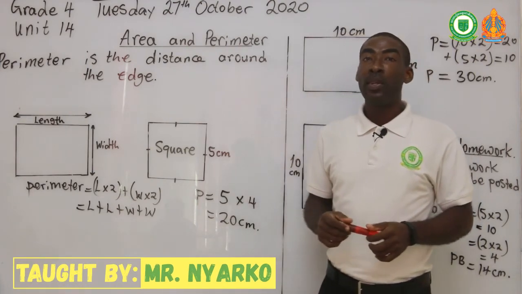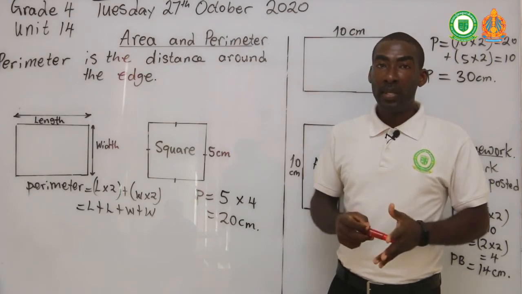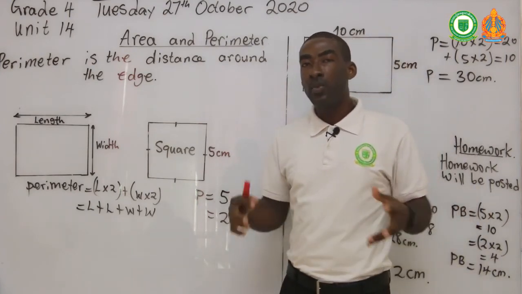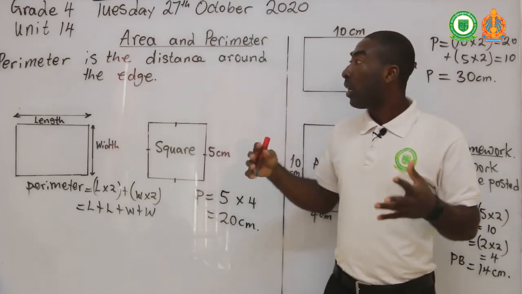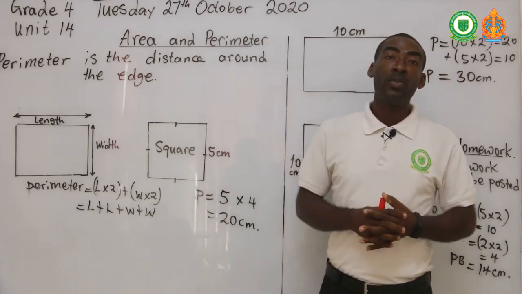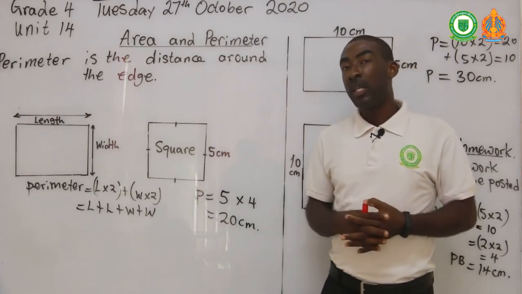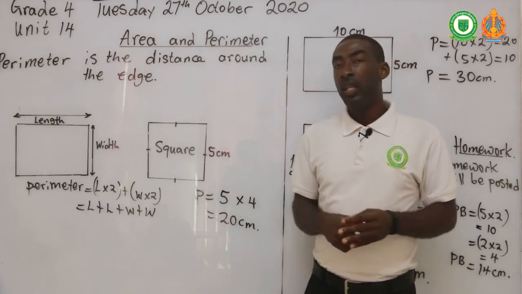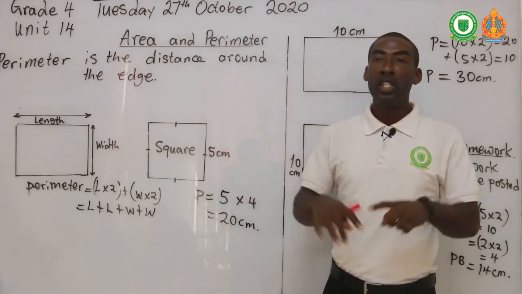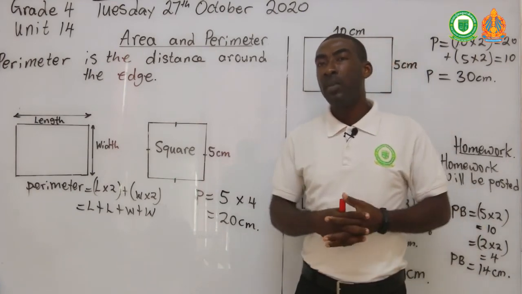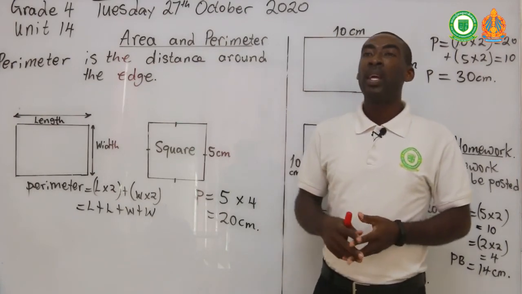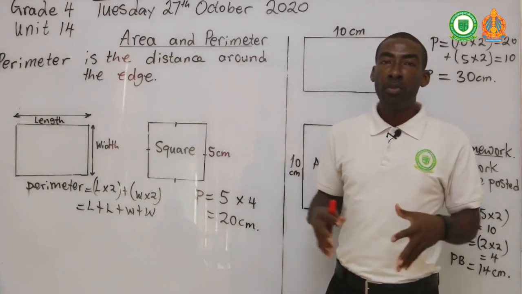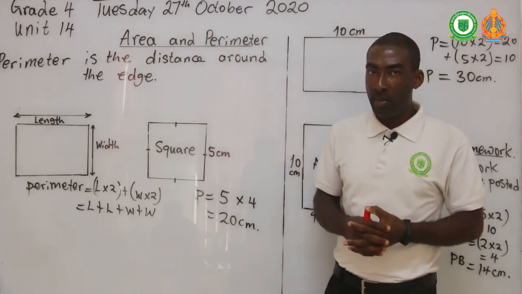Today's lesson has been on area and perimeter. An area is the amount of space that is within the boundaries of whatever object or shape that you are dealing with, whereas a perimeter is the distance around the edge. That means when you live in a room, the space within the room becomes the area. And then the length of the 4 walls that make your room becomes your perimeter.